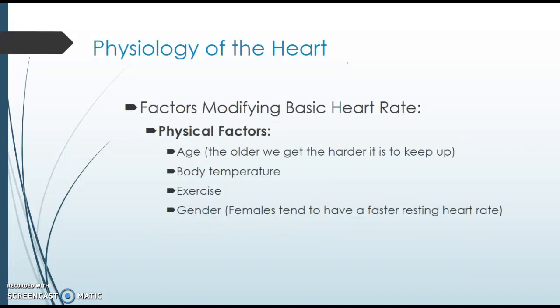Age: the older you get, the harder it is for your heart to beat. A lot of times at the gym, your maximum heart rate as you get older goes down. Body temperature: the hotter you are, the faster your heart's going to beat. Exercise is going to increase your heart rate. And then gender: females tend to have a little bit of a faster resting heart rate than males.